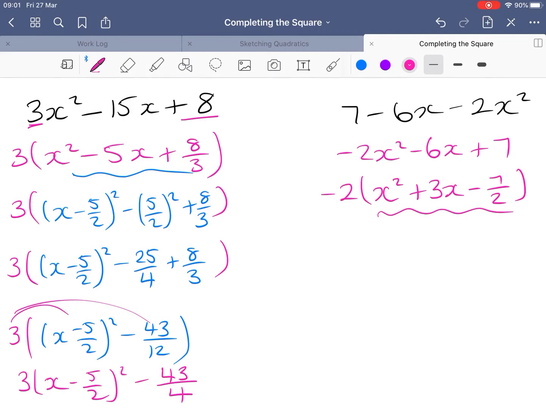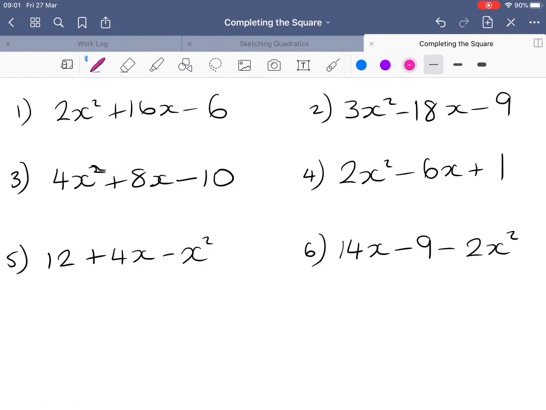Okay. And then you would carry on, and you would just complete the square and then expand at the end. Okay? Right. Again, here's 3 for you to have a go at. Press pause and I'll show you solutions when you press play again.